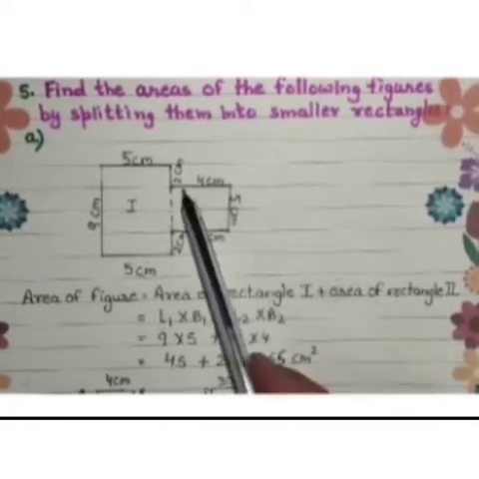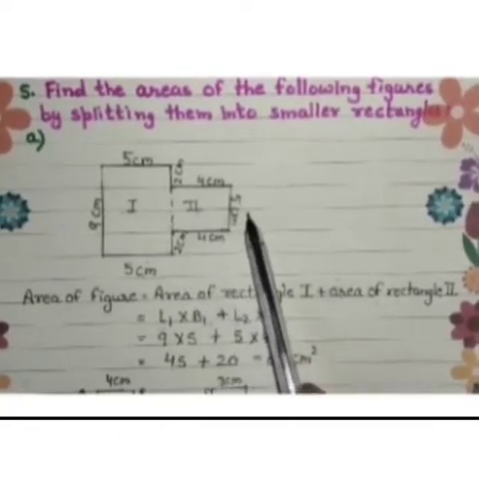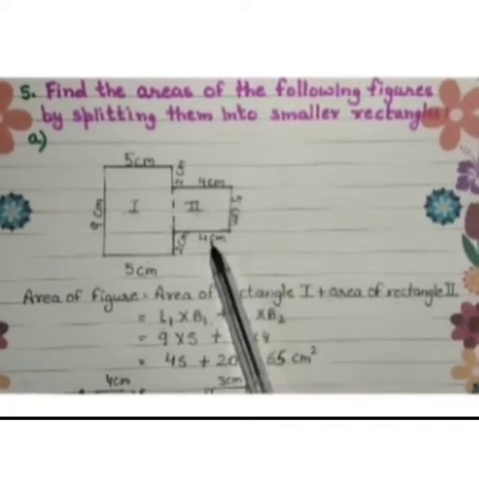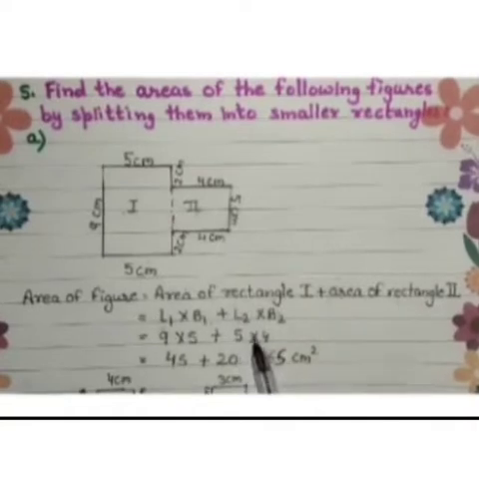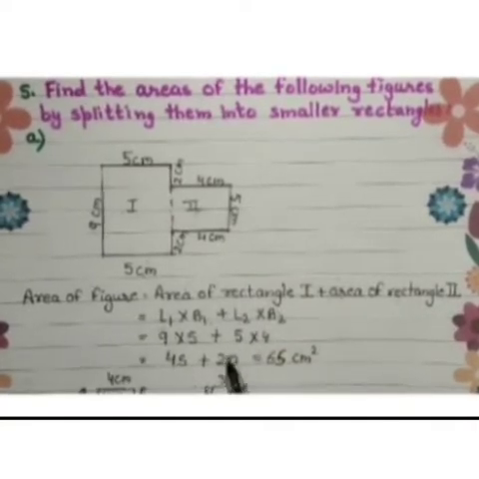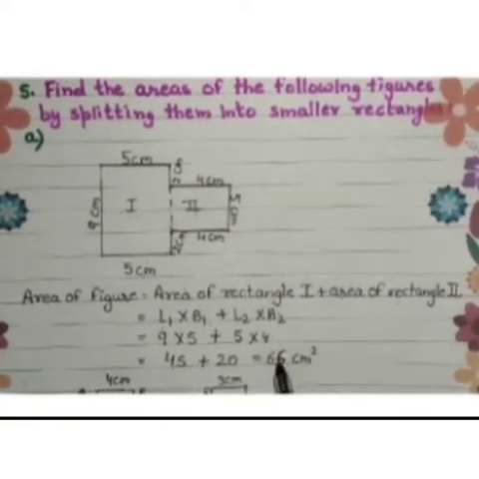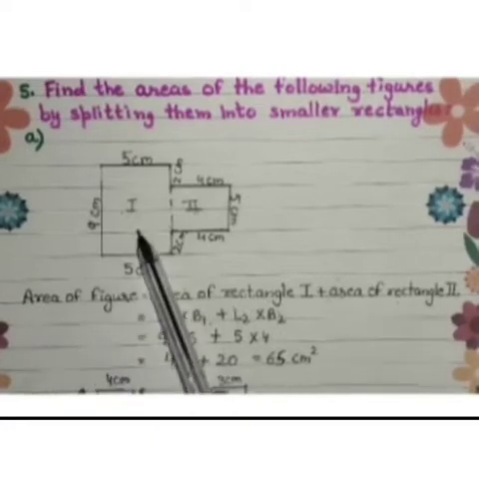Similarly, we find the area of the second rectangle by multiplying L2 and B2, which are 5 and 4. By multiplying 5 and 4, we get 20, and on adding 45 and 20, we get 65. The 65 centimeter square is the area of this figure.